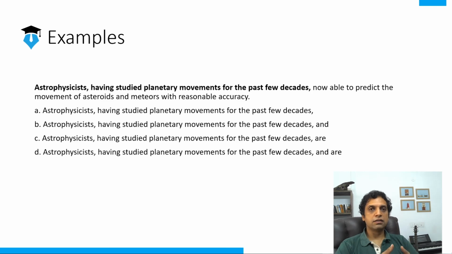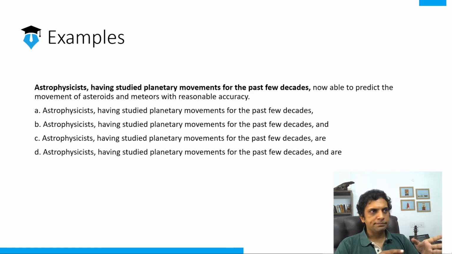So what's the modifier here? Having studied blah blah blah till decades. Chop it off for a second. So actually, first notice that is the modifier next to its focus. Who has studied planetary movements? The astrophysicists. So perfect, the focus of the modifier is right next to it. Now remove the modifier and let's look at the rest of the sentence to simplify it. Astrophysicists now able to predict. See a problem? There's no verb. It should be are or were.